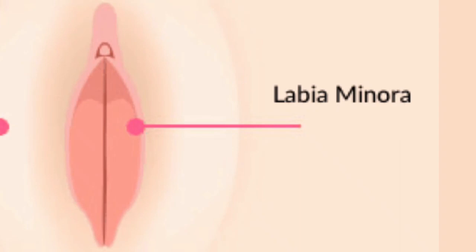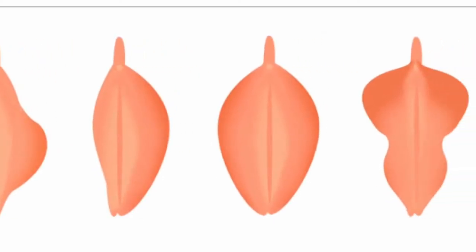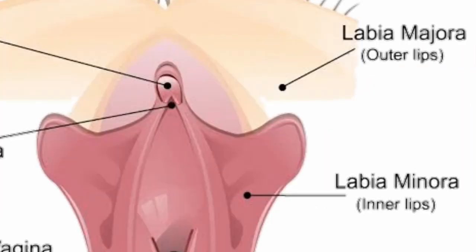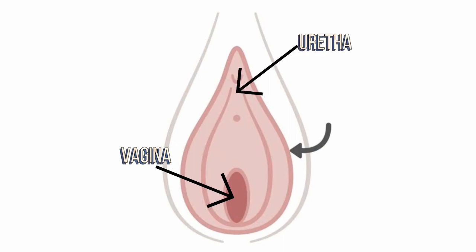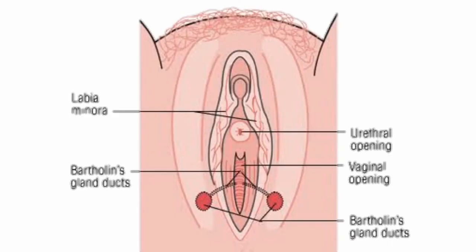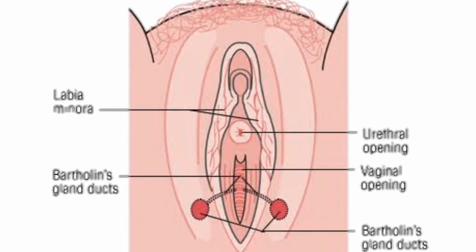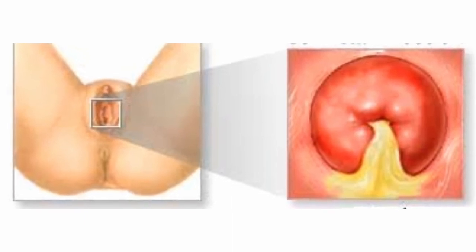Labia minora. The labia minora, also known as the inner lips, can have a variety of sizes and shapes. They lie just inside the labia majora and serve as a protective structure for the opening to the vagina and urethra. Bartholin's glands. These glands are located next to the vaginal opening on each side and produce a fluid, the mucus secretion, to lubricate the vagina.